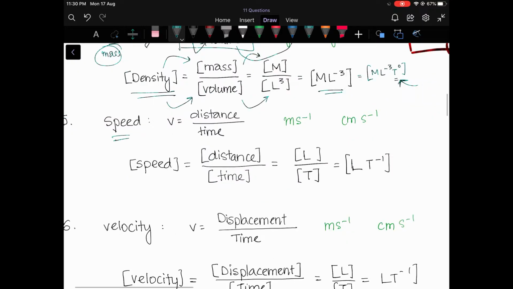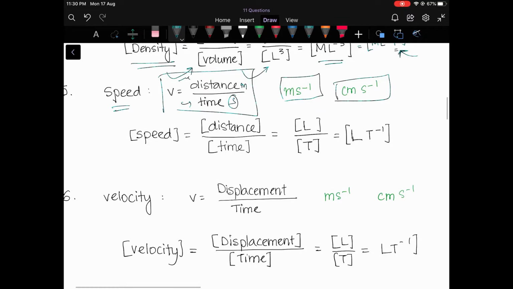Next we have speed, as I've already discussed. The formula is distance by time. So the unit is going to be meters per second because distance is measured in meters, time in seconds. In CGS system it is going to be centimeter per second. For the dimension of speed, now we are writing square brackets, so you can see we are talking about the dimension of speed, not the value. So the dimension of speed will be the dimension of distance divided by the dimension of time. Dimension of distance is L, dimension of time is T, so we write L T inverse.